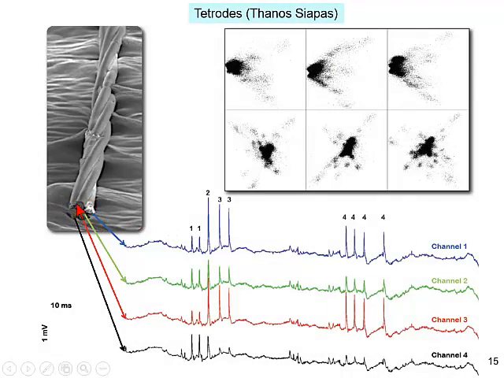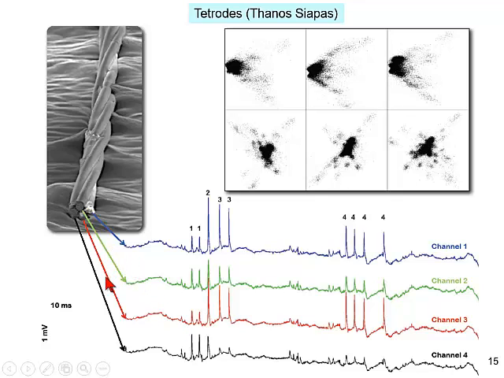And since there are four tungsten wires, you get four signals at once. And this is rather important because if we have a neuron over here next to the blue electrode, then the spikes from that neuron will be stronger at the blue electrode than they will at the black electrode, which is on the other side of the tetrode.